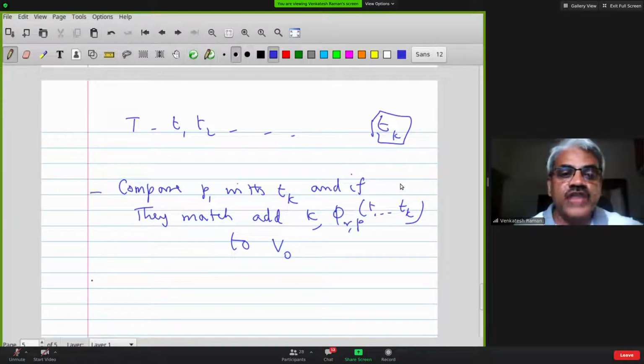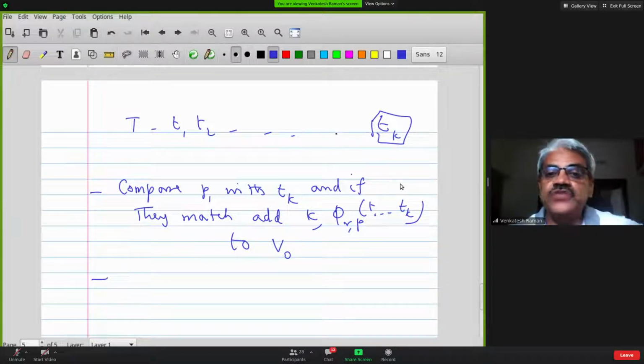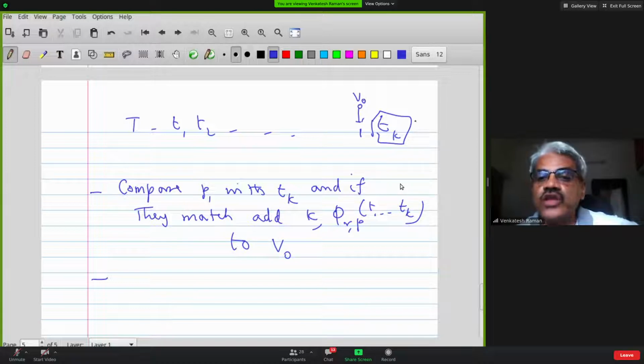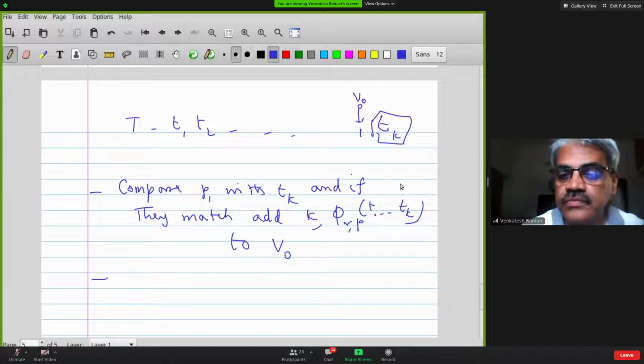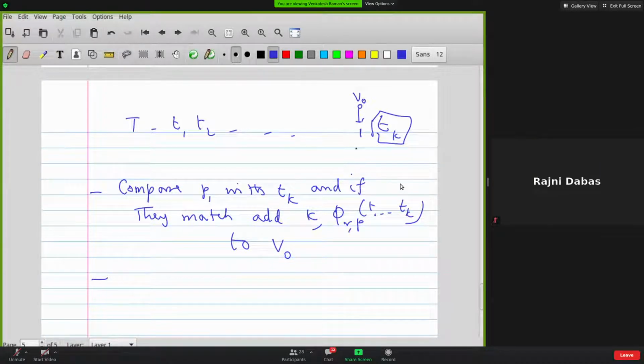But now I have to look at all positions which have matched P1. Suppose this was in V0. What does that mean? That this matched with the first character of the pattern. So then I compare the second character of the pattern with this, and if they match, then I promote this guy from V0 to V1 because I know that this matches two characters of the prefix. So I will remove it from V0 and move it to V2. Is that clear?